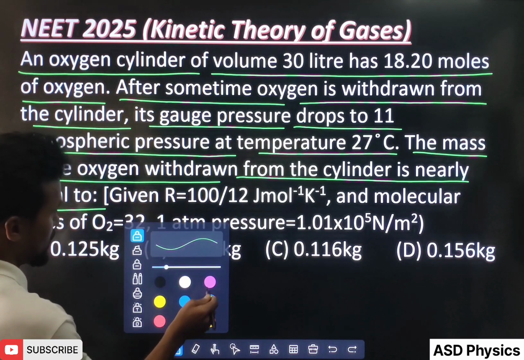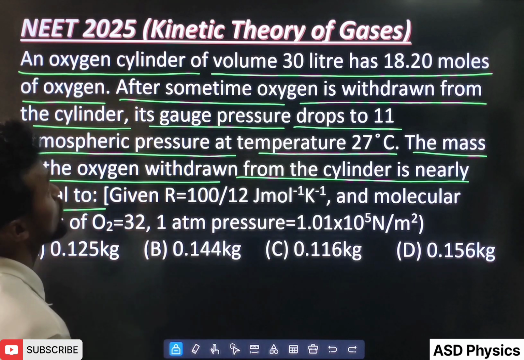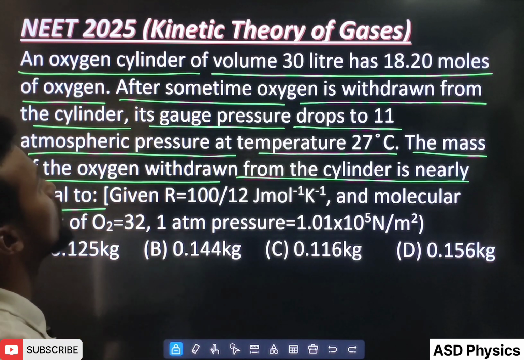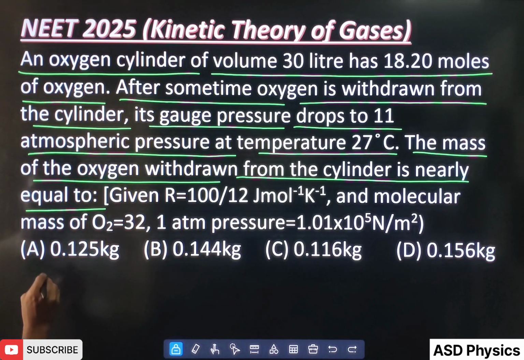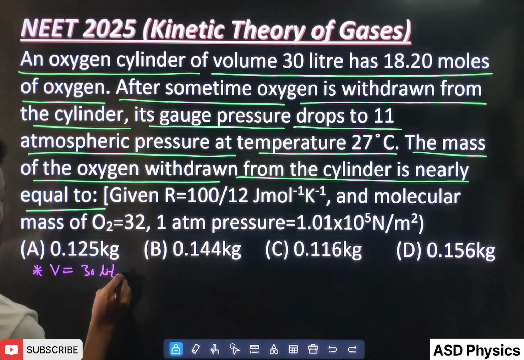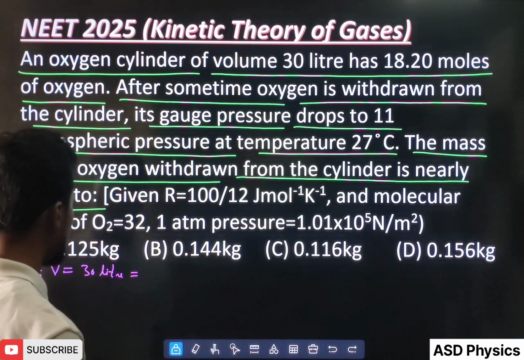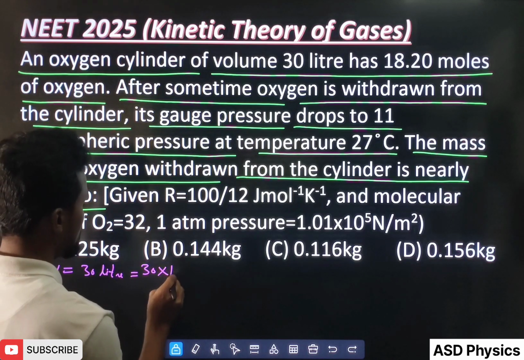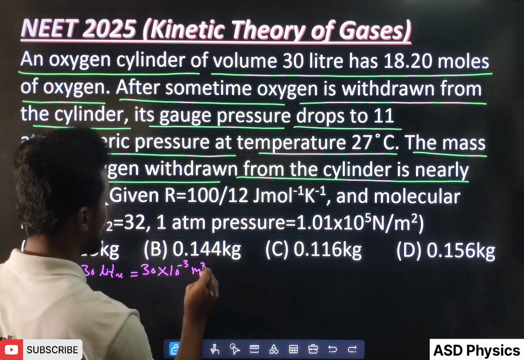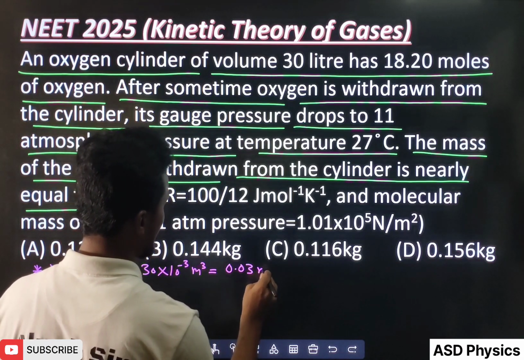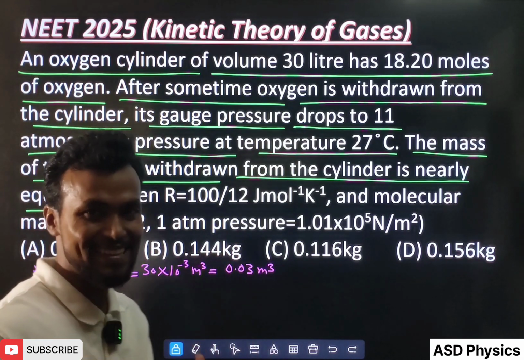Okay, students. So we will do it one by one. So first, what is given here? See, how much volume is given? The volume of the cylinder is given here, 30 liter. Okay, so let's note down the data. Volume is given. How much here, students? 30 liter. You know very well, 1 liter means 10 to the power minus 3 meter cube. Okay, so 30 into 10 to the power minus 3 meter cube. So it will become 0.03 meter cube. Now, because we have to solve everything in SI.